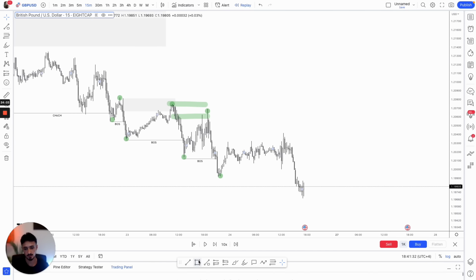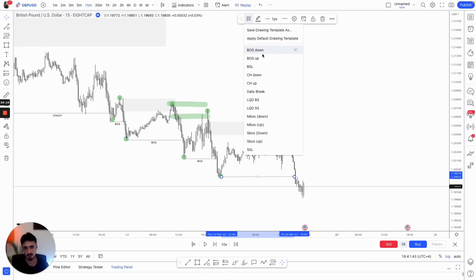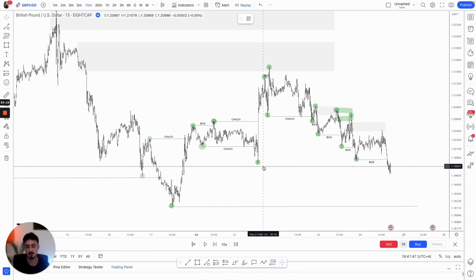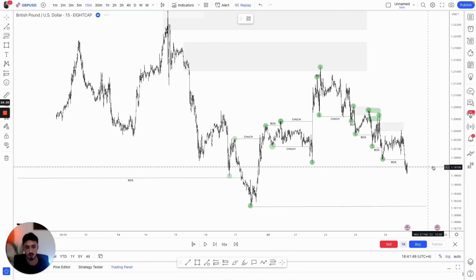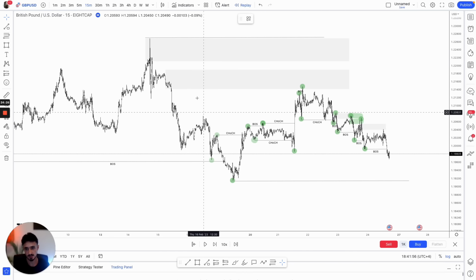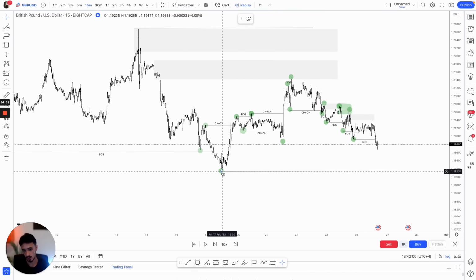Comes back, what does it do? Mitigates our area of supply perfectly, and then goes and places a new lower low. Break of structure down. So what do we understand? We understand that the external structure, which is our 4 hour, from this high to this low, had a break of structure. So we understand that price is going to pull back into either this area or this area, and then go and take out the low.